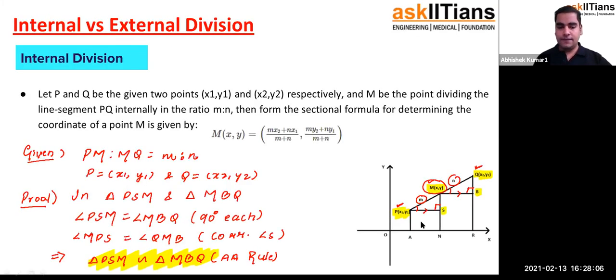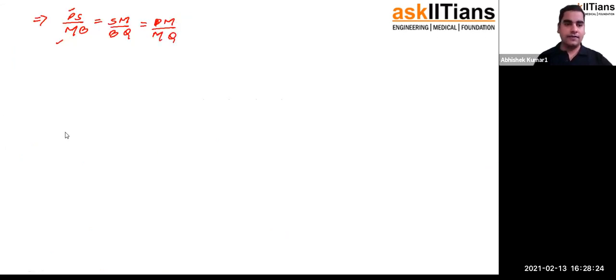Right. Now let us see what is PS and MB in the given figure. What is PS? If you see this figure, can we say that PS is nothing but x minus x1? That's very clear from the figure. Okay. MB is x2 minus x. So I'm going to replace those two values. PS is x minus x1 and MB is x2 minus x. So you have x minus x1 upon x2 minus x. Clear?